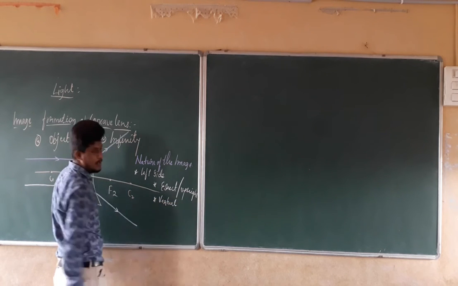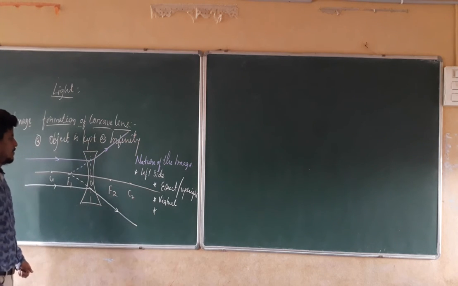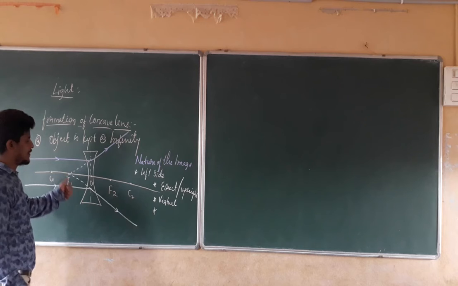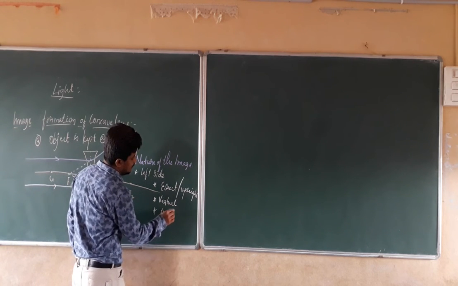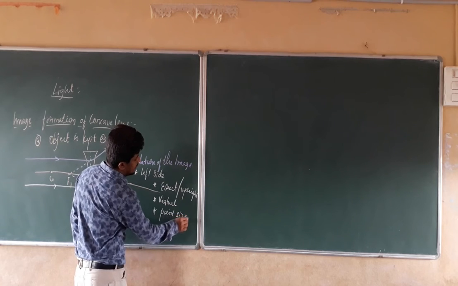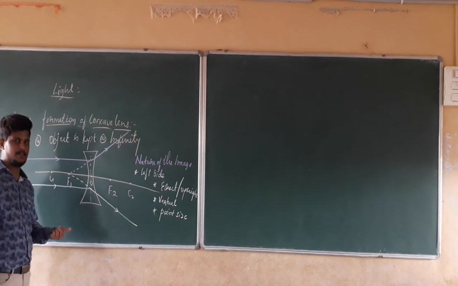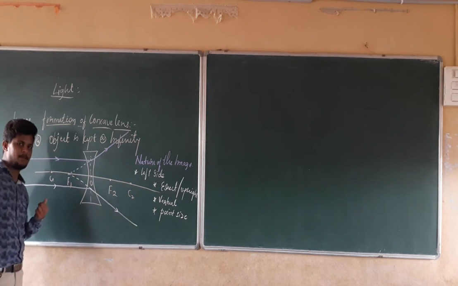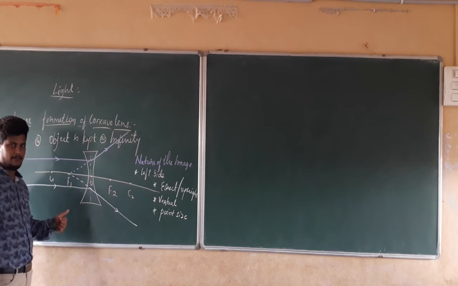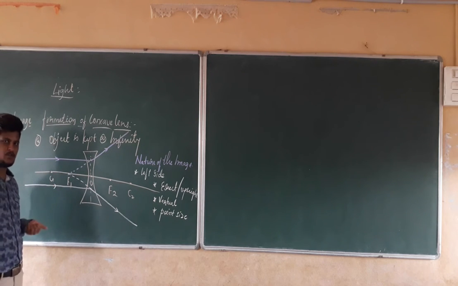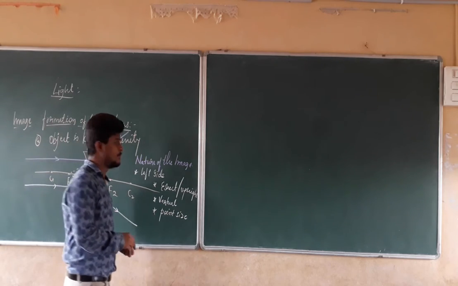The size of the image compared to the size of the object is very very small, or we can say it is diminished, or we can say it is point size. These are the nature of the image. That is nothing but, when the object is kept at infinity in case of a concave lens, the image is going to form at F. It will be point size, it will be virtual, and it will be upright. I hope this is clear.